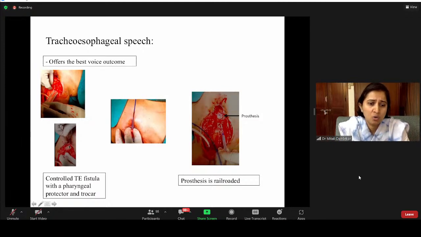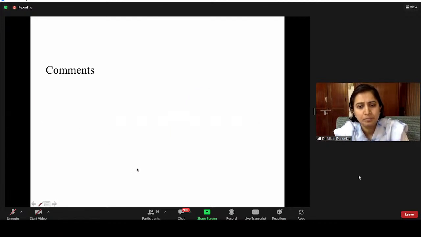And with the help of a trocar, a controlled tracheoesophageal fistula is created about 8 millimeters below the stoma. With serial dilatation and railroading method, the prosthesis is finally inserted and insinuated and released, and it comes out through the party wall. Any comments on this? Any preference on a particular method of performing a tracheoesophageal fistula or a tracheoesophageal prosthesis? Professor Yoshimoto?